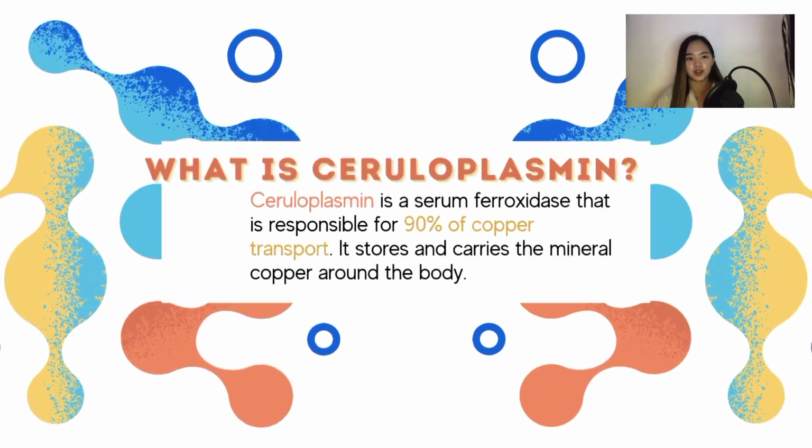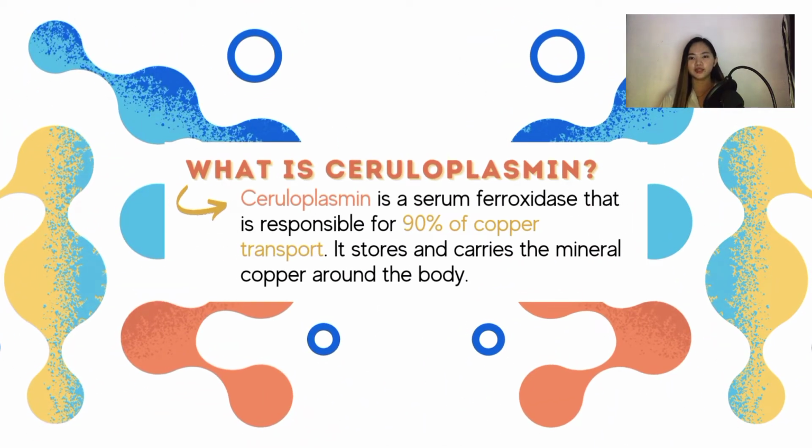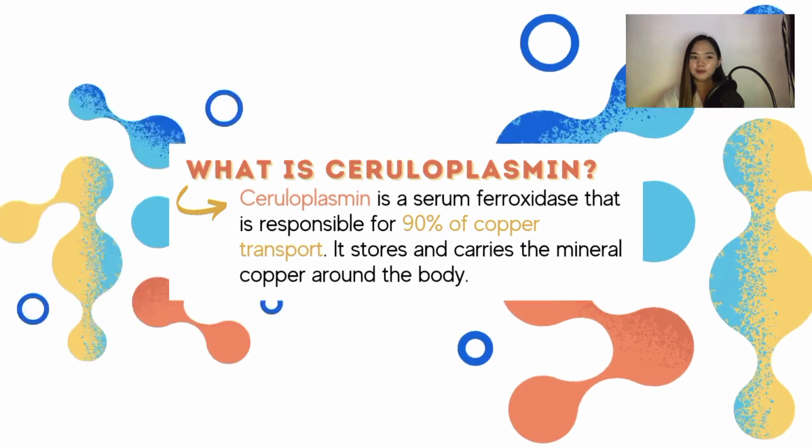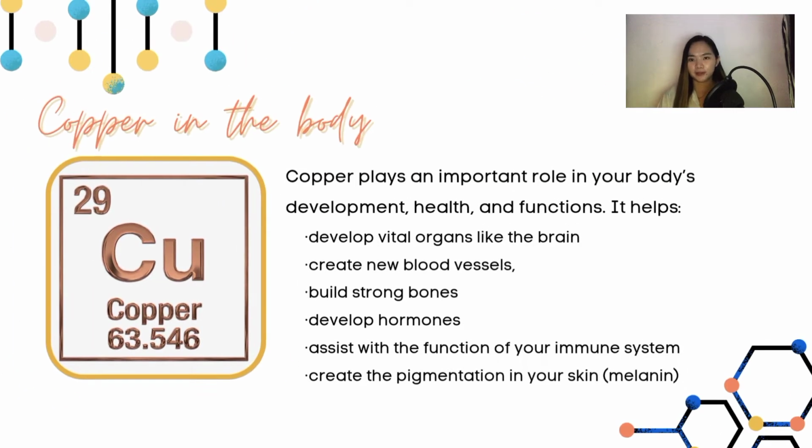Ceruloplasmin is a serum peroxidase that is responsible for 90% of copper transport. It stores and carries the mineral copper around the body, and it is well known for its role in the pathogenesis of Wilson disease. Copper plays an important role in your body's development, health, and functions, making ceruloplasmin, the protein responsible for copper transport, indeed vital.